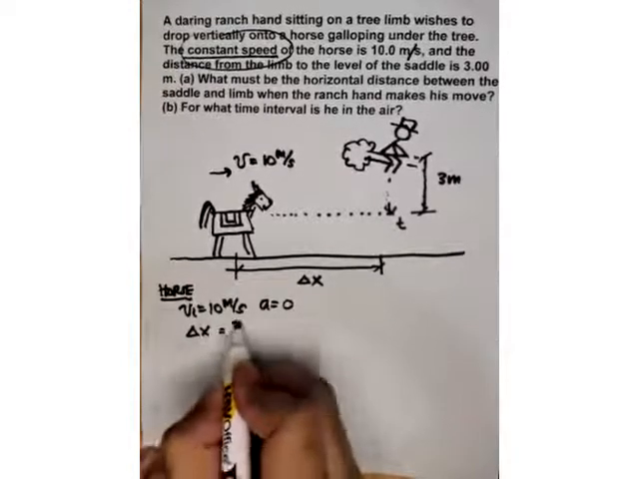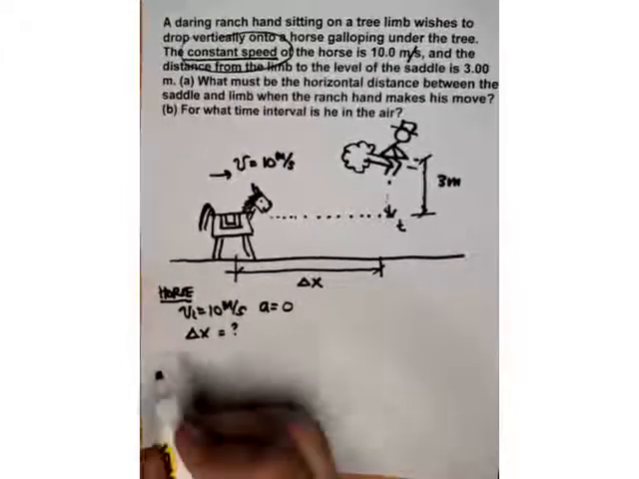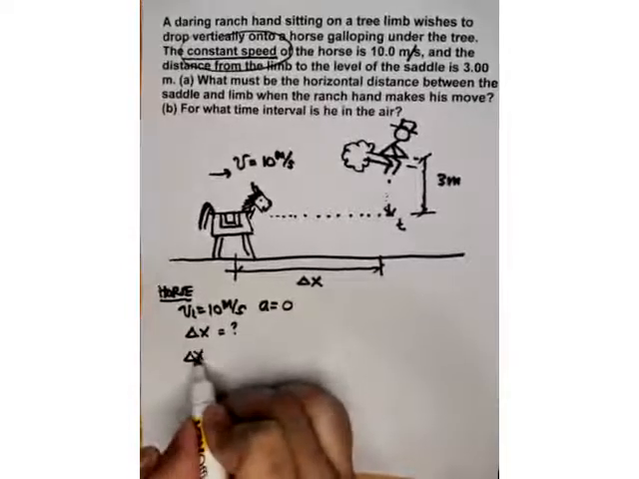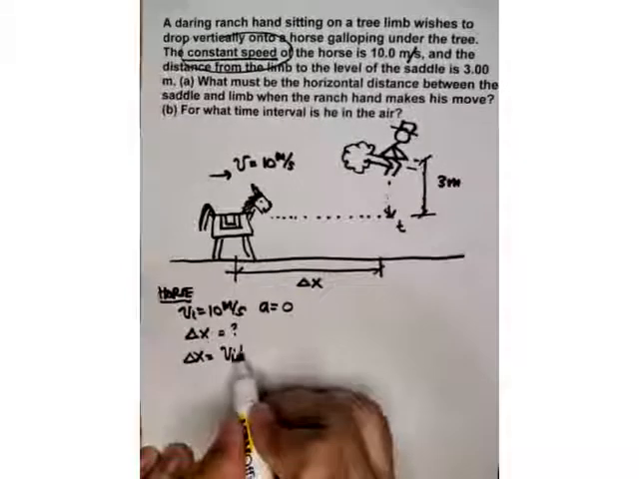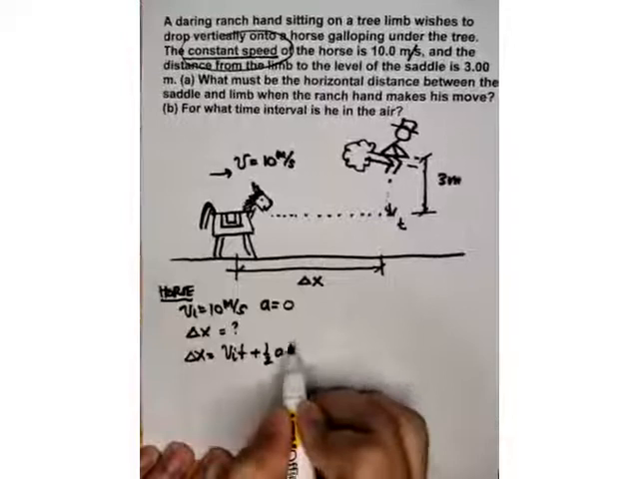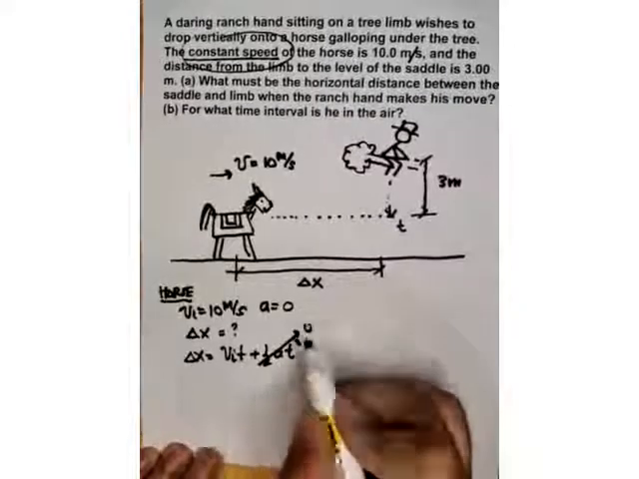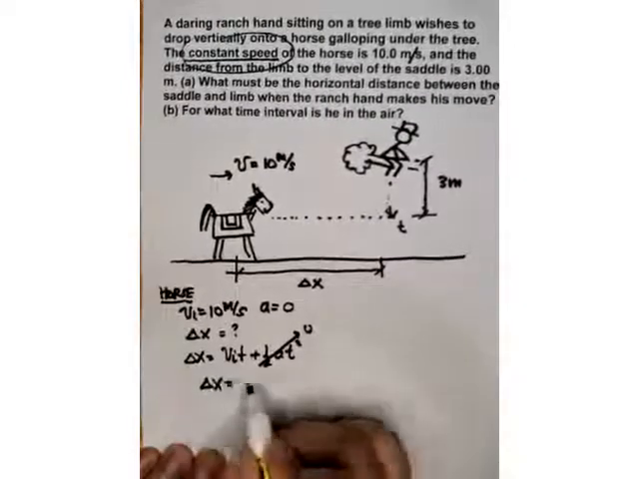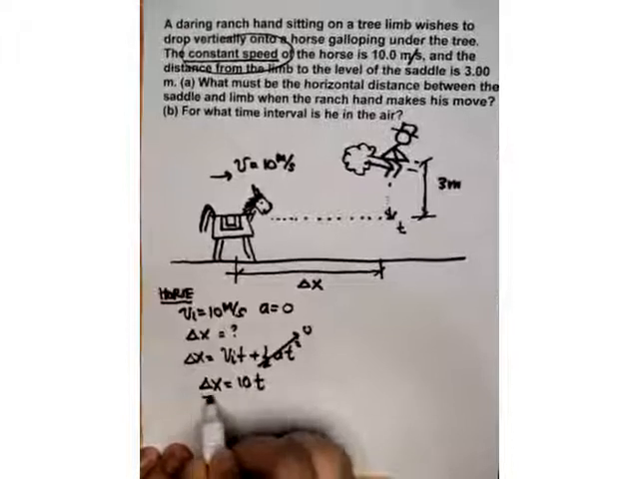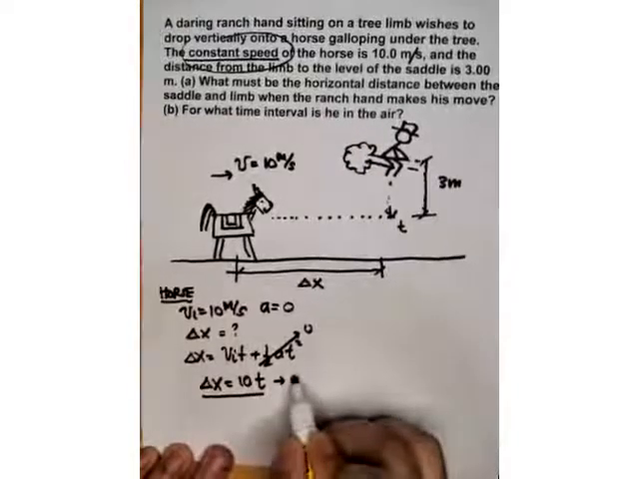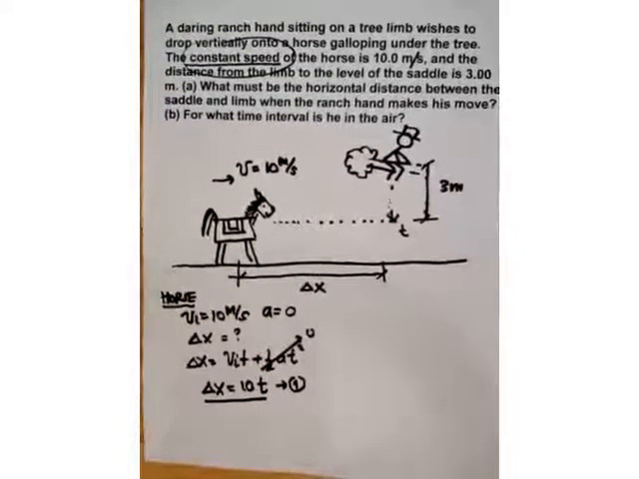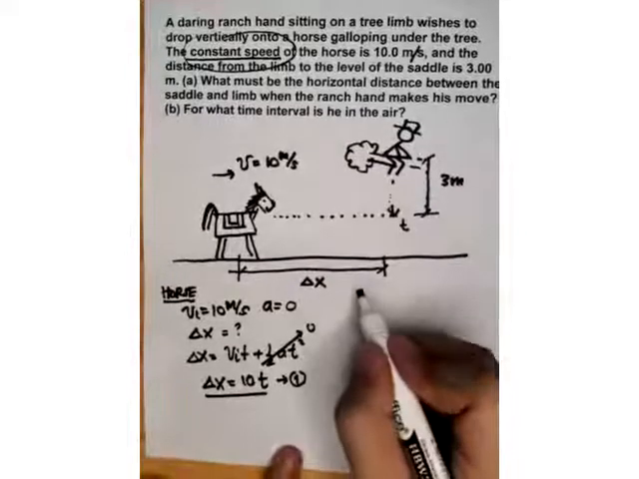Okay, hanapin daw natin ang delta x. So, anong formula ang gagamitin natin? So, delta x is equal to v_i t plus 1/2 a t squared. But this is 0. So, delta x is equal to 10t. So, let this be our first equation. Okay, now let's go to the ranch hand.